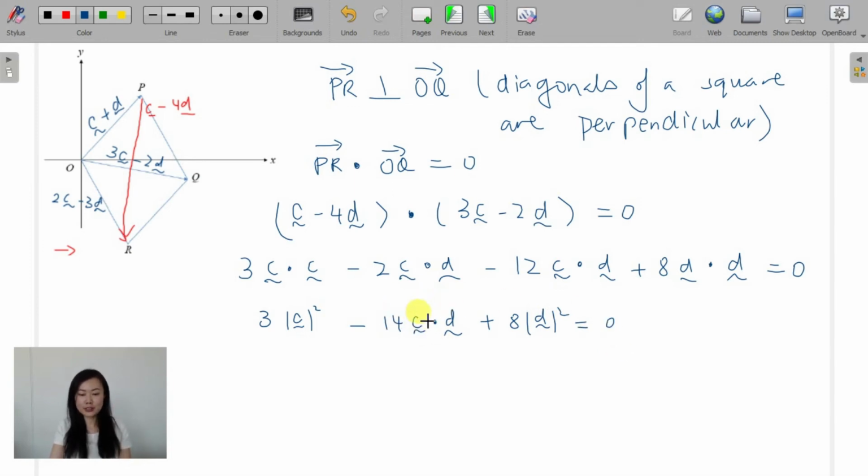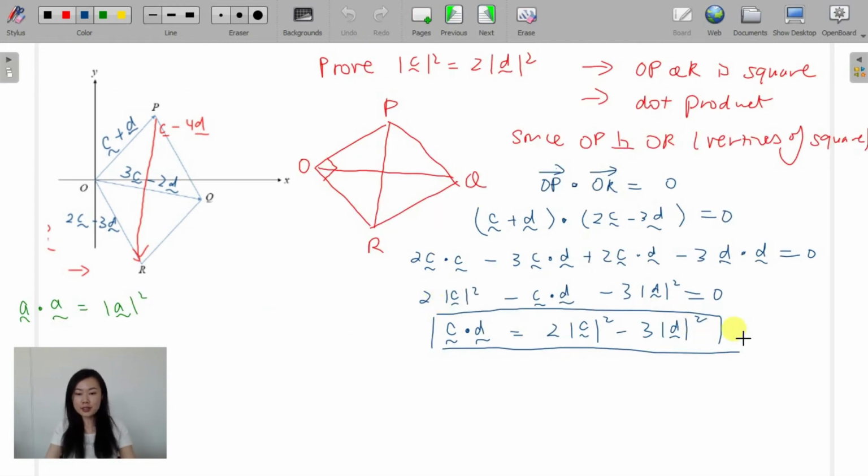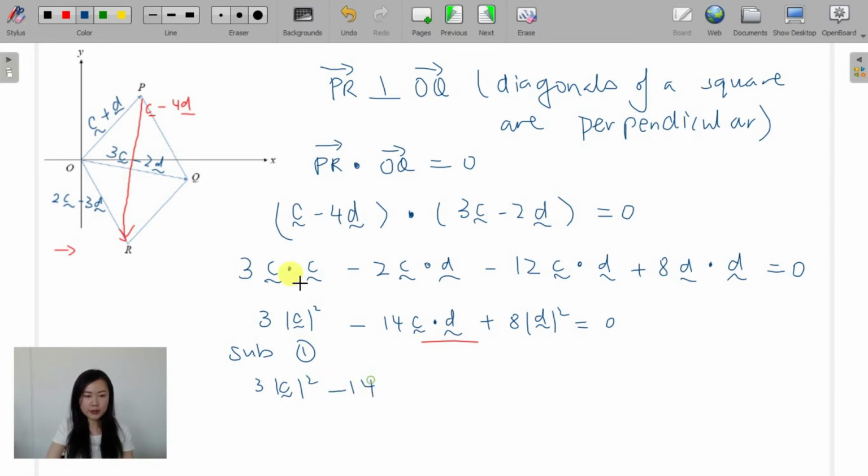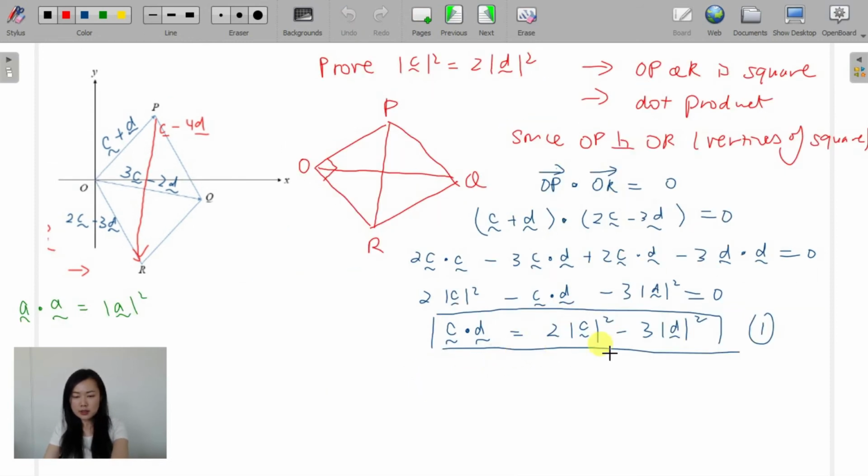Again, we've got a c dot d in there. So I'm going to call that 1, and I'm going to substitute that into this one here. I'm going to replace this thing. Don't worry, I'll highlight it for you. What was it? 2c and minus 3d.